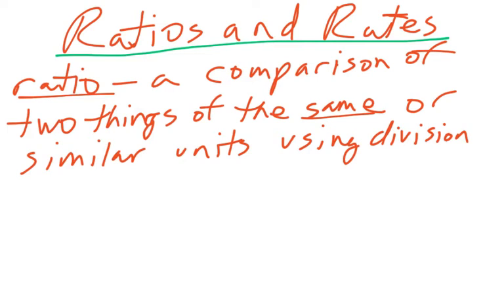Before we get into some mathematical examples, first I want to give a definition of each one. A ratio is a comparison of two things that are of the same or similar units using division. So we are dividing in a ratio.